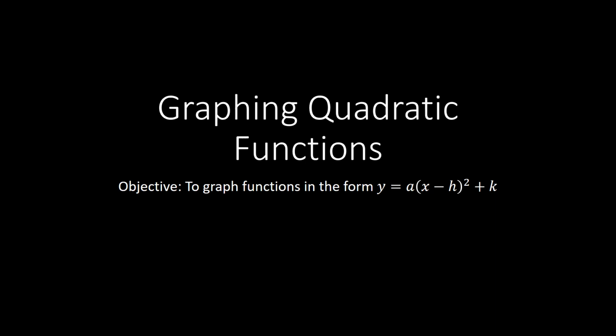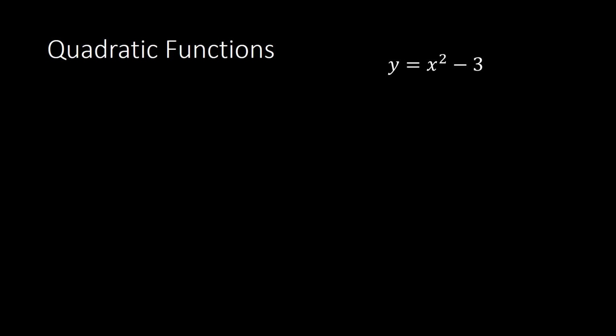In this lesson, you will learn how to graph quadratic functions. Now remember, quadratic means that we have a term where something is raised to the second power, and a function is something where we have y equals. So for example, if we had y equals x squared minus 3, that would be a quadratic function, because we have y equals makes it a function, and the x squared term makes it into a quadratic function.